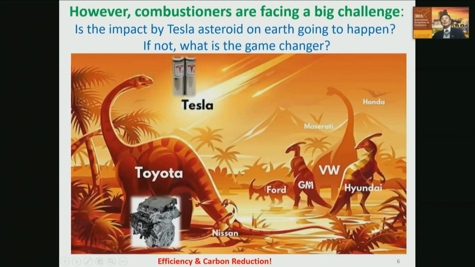At the same time, combustion is facing a big challenge. For example, is this a Tesla asteroid impact on Earth that will kill the dinosaur of the internal combustion engine? If not, what are the game changers for combustioners? So what I try to say is that efficiency and low carbon are the key in the future in front of us.